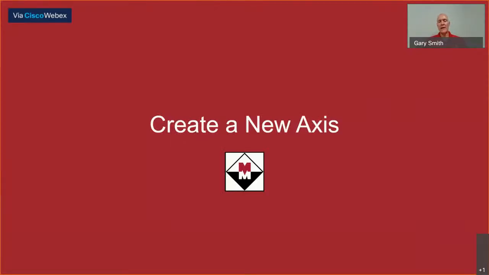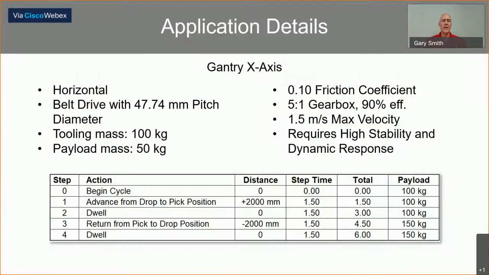So we've started our project, and now it's up to creating a new axis. So we have put together an example application just to kind of give you a feel for how you would generate sizing or develop sizing for an application. In our application, we are going to have a pick and place gantry. So we're going to have a horizontal axis called the x-axis. We're going to have a vertical axis called the z-axis.